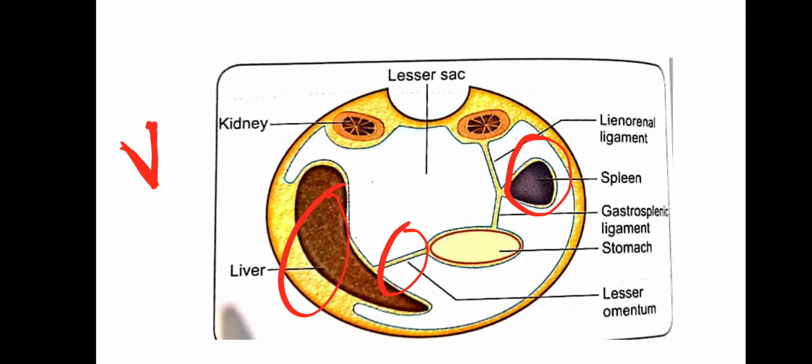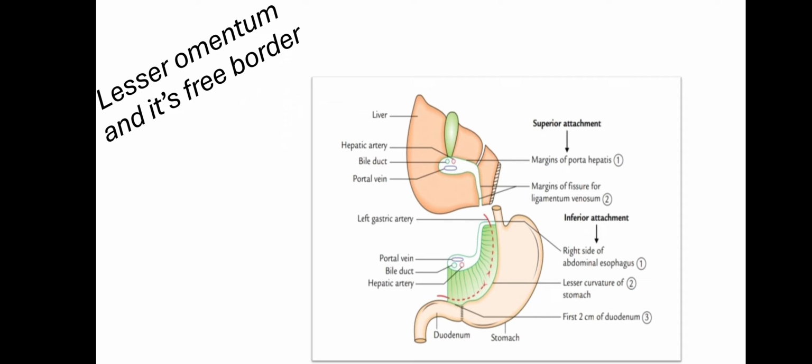The part between the stomach and the spleen is called the gastrosplenic ligament. As the name implies, between the stomach and the spleen it is called the gastrosplenic ligament. Between the spleen and the kidney it is called the lienorenal ligament. Why am I talking about that?